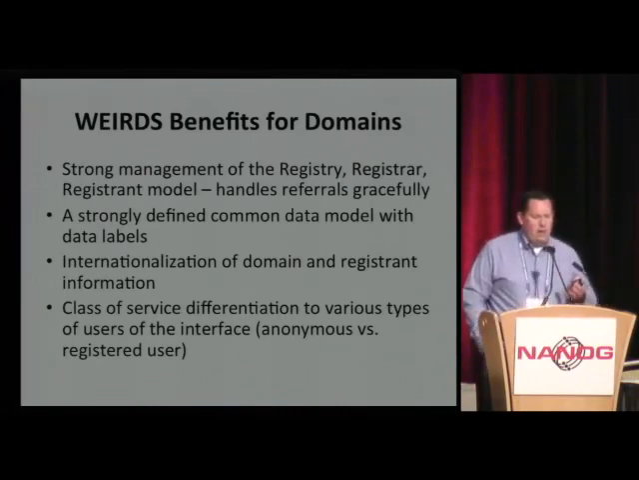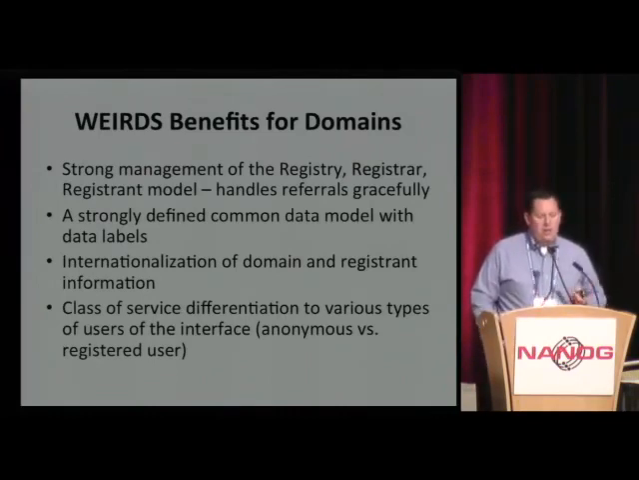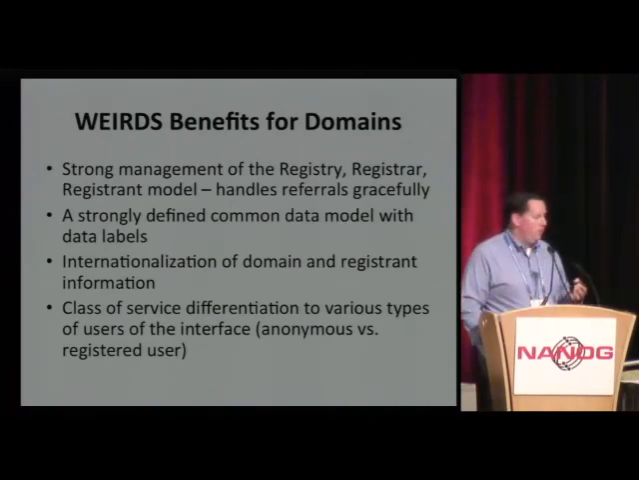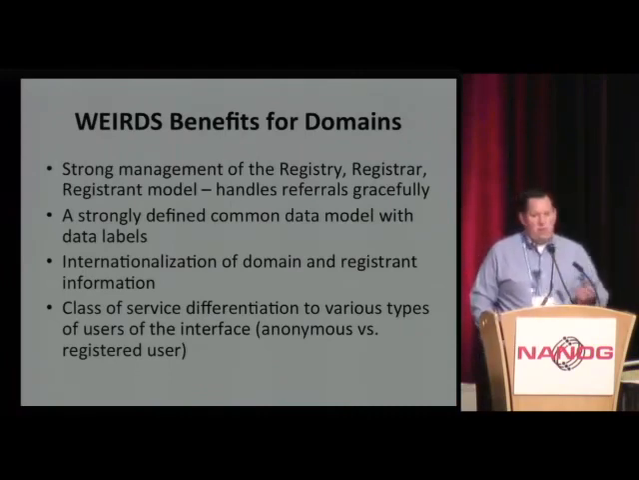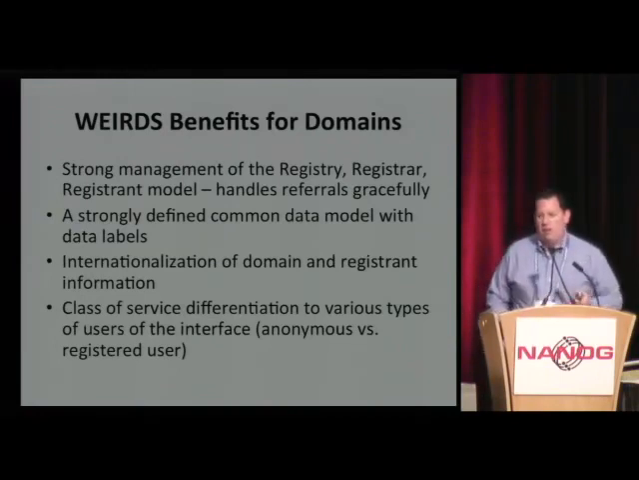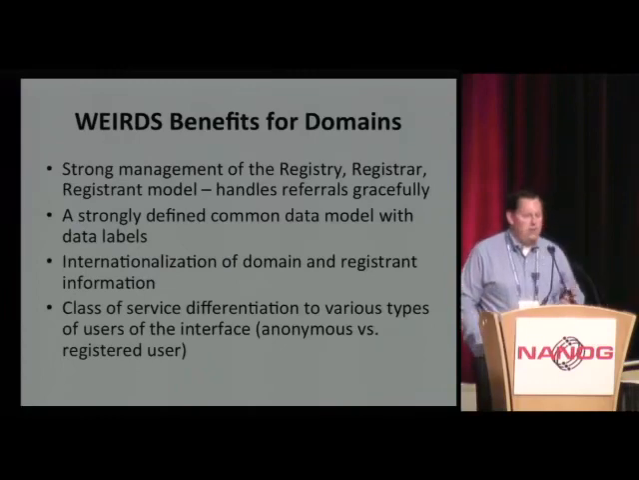And using things like HTTP authentication, we get things like class of service differentiation to various types of users of the interface. So, WHOIS only has one flavor of service today. It's the anonymous-based interface. Running WEIRDS over HTTP or HTTPS would actually support authentication. You could give different data based upon who's asking.